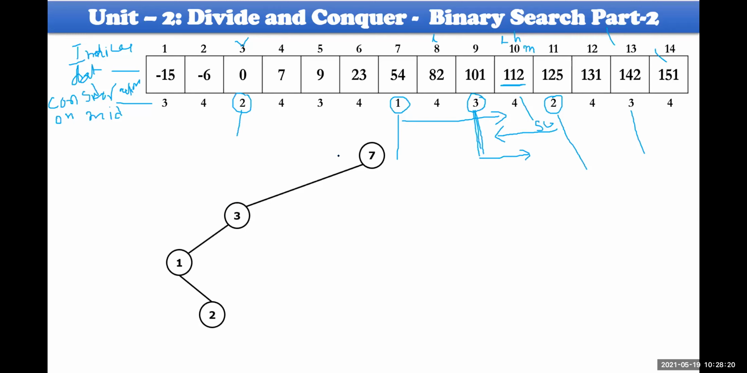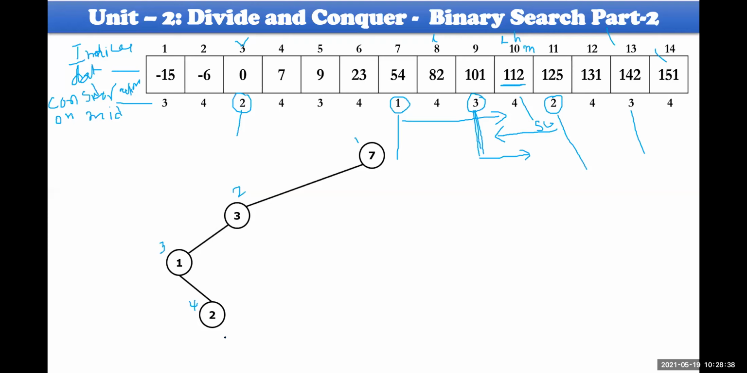Okay. So look at this. This is the first position. This is the second position. This is the third position, and this is the fourth position. I hope that you understand. First mid, second mid, third mid, and fourth mid. Okay, you can see. In that way, it is going to search for the element.